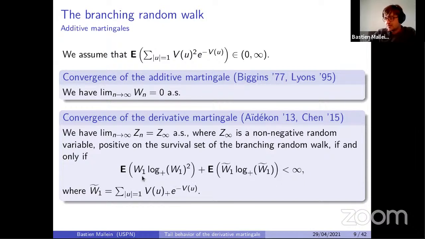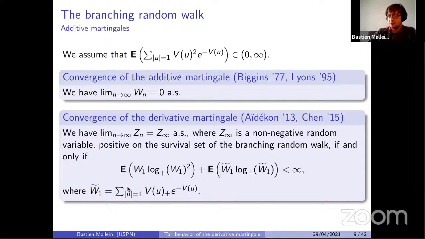So those integrability conditions are as such. You have the expectation of W1 log positive part of W1 squared, the positive part of the log of W1 squared, finite. This W1 is the additive martingale. Plus the expectation of W1 tilde log positive part of the log of W1 tilde. The sum of those two expectations has to be finite. And W1 tilde is the sum of V(u) e^{-V(u)}, summed over all particles at generation 1 which are positive.